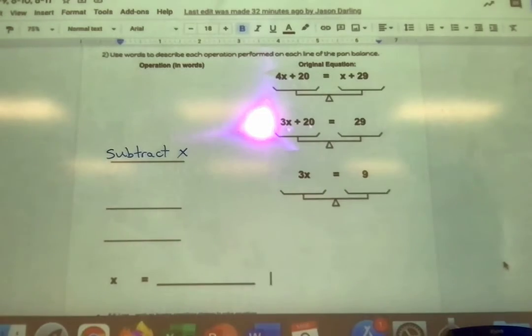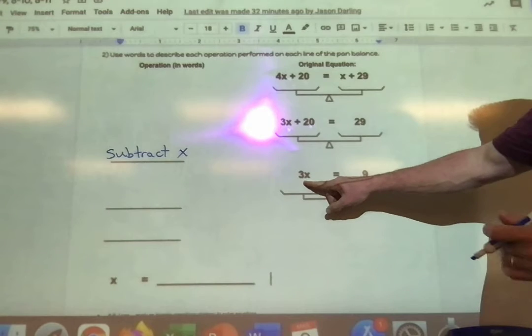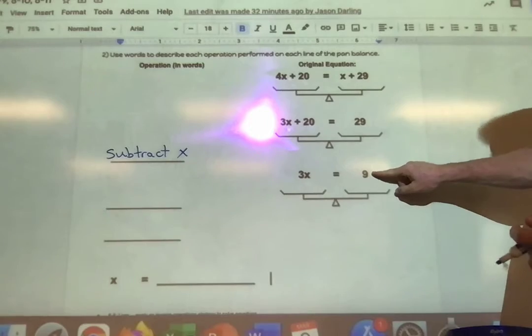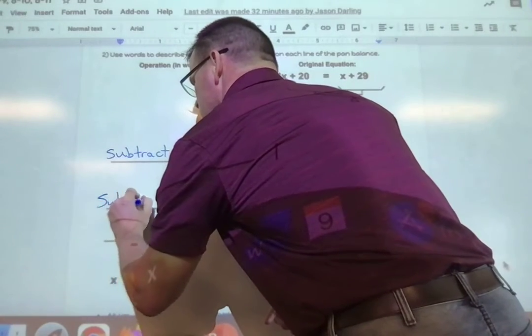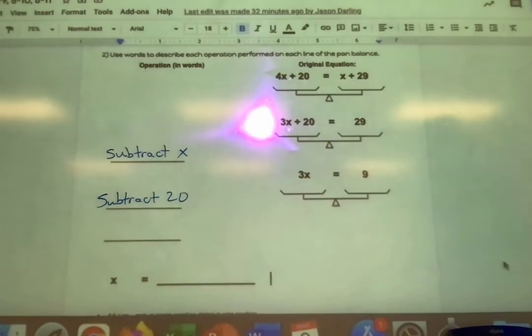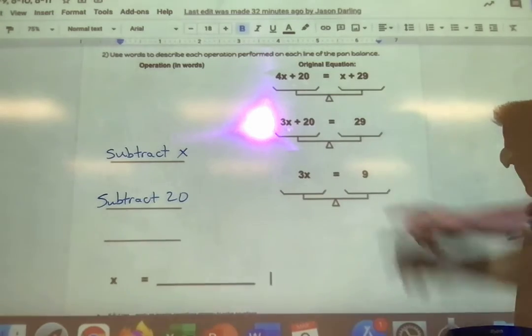And once they've done that, now we're going to look at that next step, and we've got 3x plus 20, and then it goes to just 3x. So it looks like they subtracted 20 to undo that, and they also subtracted 20 there. So the next step, they subtract 20. Again, we're trying to isolate that variable and get x by itself. So now we've got 3x equals 9.